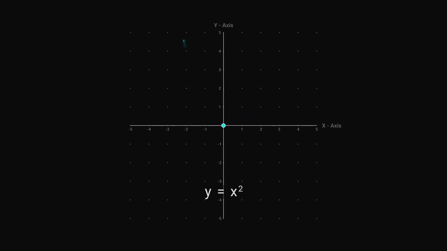Consider the equation y equals x squared. As you know, it represents a parabola. Now let's rotate the graph by 180 degrees about the y-axis. The graph still has the same shape and symmetry after the rotation.